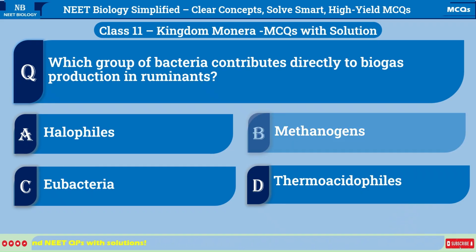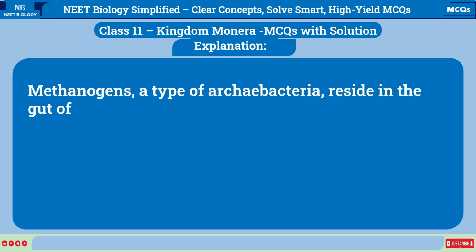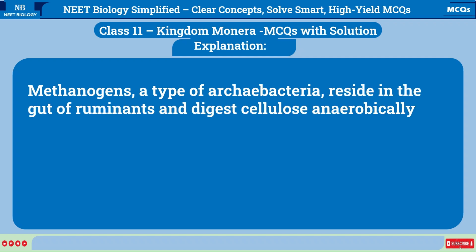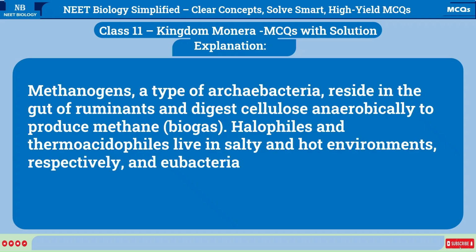Correct option is B. Methanogens. Explanation: methanogens, a type of Archaebacteria, reside in the gut of ruminants and digest cellulose anaerobically to produce methane, biogas. Halophiles and thermoacidophiles live in salty and hot environments, respectively, and Eubacteria do not produce methane in this context.